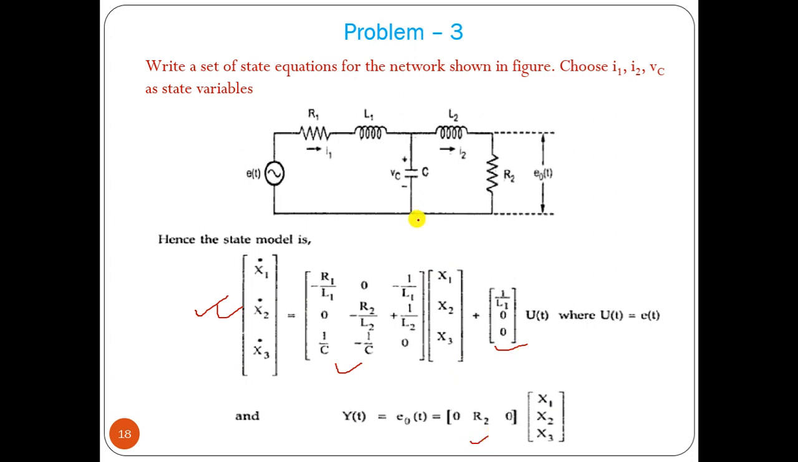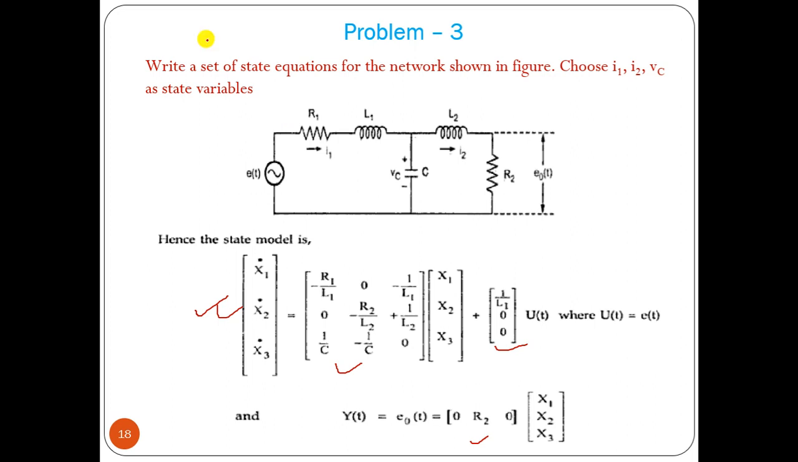So this is the way we can find out. For a system, which one do we have to choose as a state variable? Simple answer: in your system, whichever parameters can have an initial value are generally considered as the state variables.